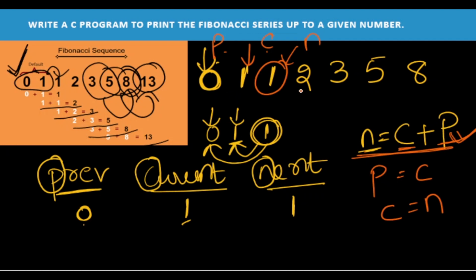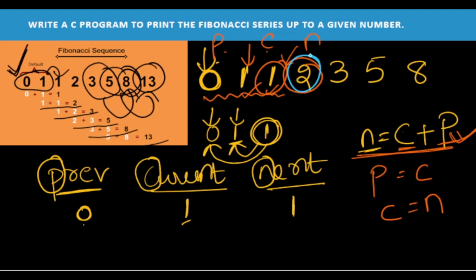Okay, now for me, I got up to series 1. I got up to 1. Now I need to generate value 2. How will I generate? 2 is equal to 1 plus 1. But my formula is next is equal to current plus previous. So I need to bring those values into the formula. Okay, I am using another color to be more clear.